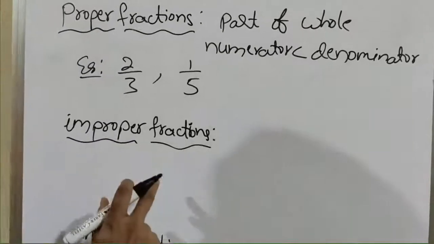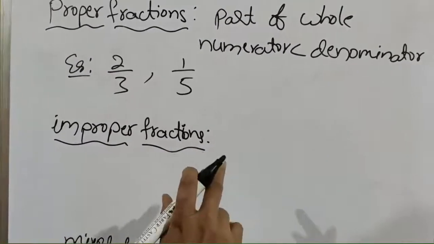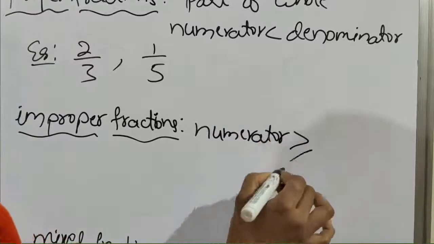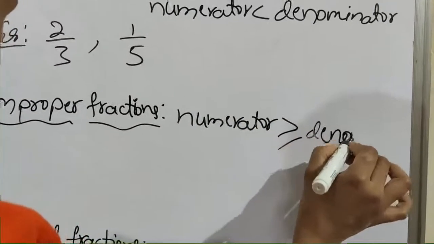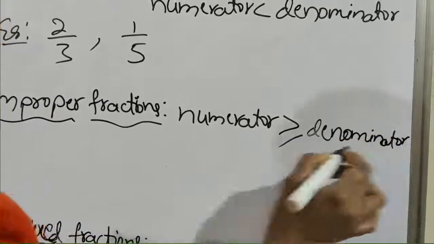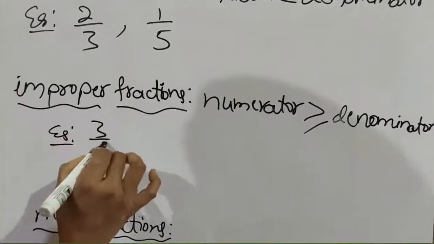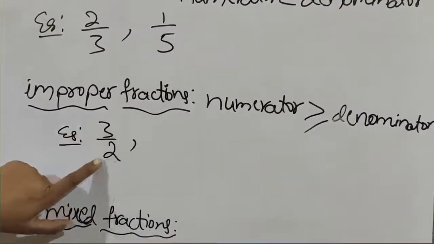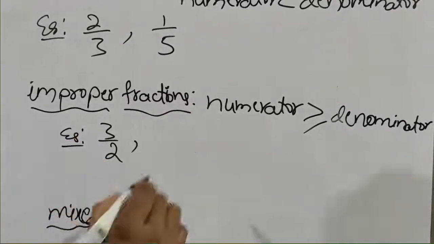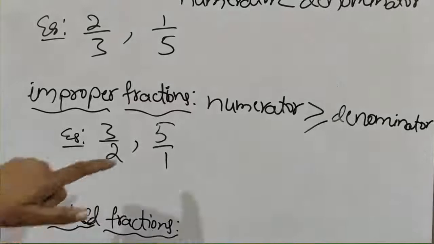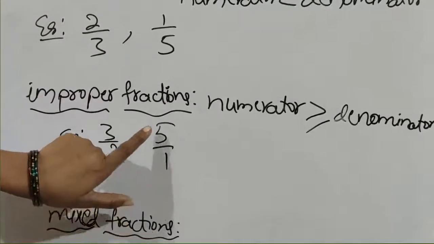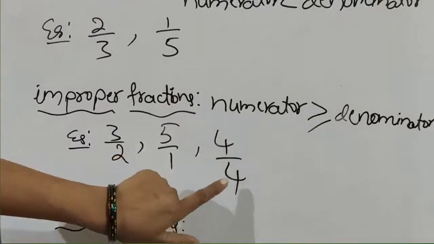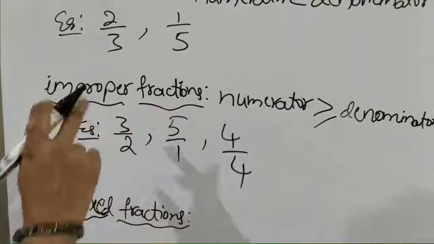And improper fractions. In improper fractions, the numerator is greater than or equal to the denominator. For example, 3 by 2. In this fraction, 2 is less than 3, 3 is greater than 2. So the numerator is greater than the denominator. And 5 by 1. 5 is greater than 1. So the numerator is greater than the denominator. And 4 by 4. Numerator equal to denominator. This is called an improper fraction.